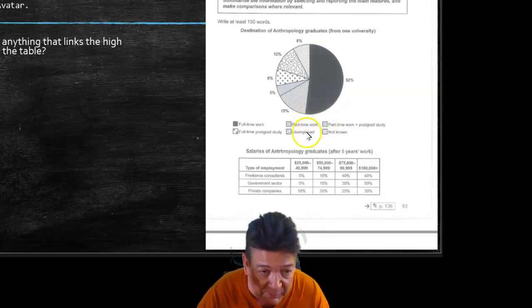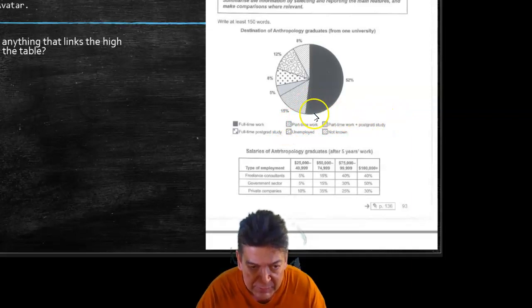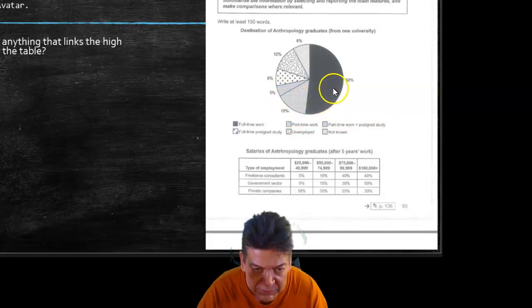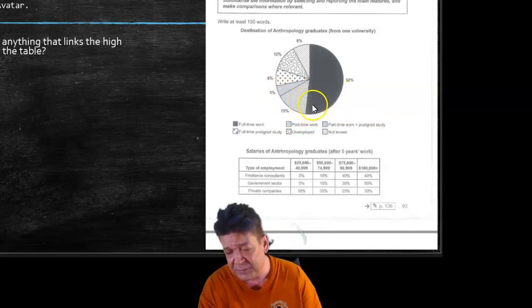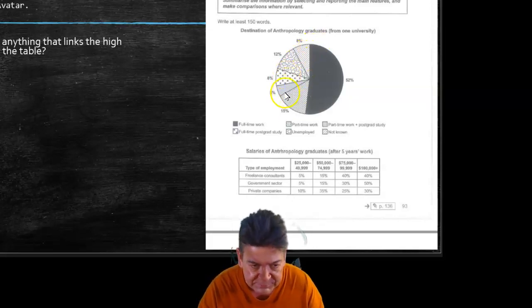Well, what do we got? We've got full-time work. It's more than half. That's a major feature right there. But look, we also have part-time work and post-grad study. And those two make up 15 and 5%, right? Yeah, 20. So almost 3/4 of them are working. We're going to assume immediately after graduation. Whereas a little more than 1/4 do other things, including unknown. I hope that's not reported.